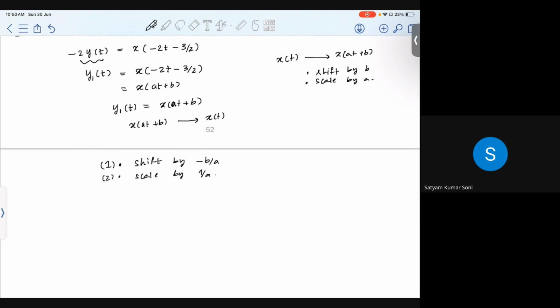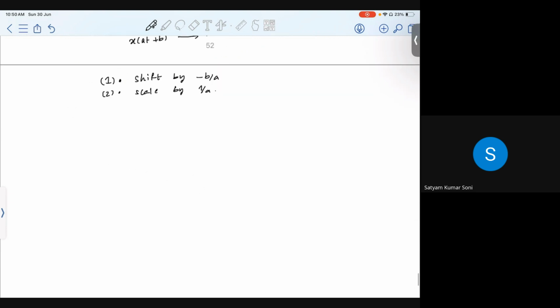So let's do the transforms. When you shift this by minus b by a, given the signal y of t, from y of t you can easily calculate. So y of t is the given signal, which is represented as follows. You have 0, 1, 2. This is t and this is y of t.